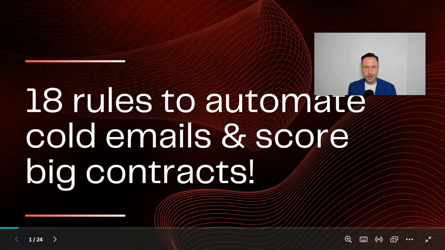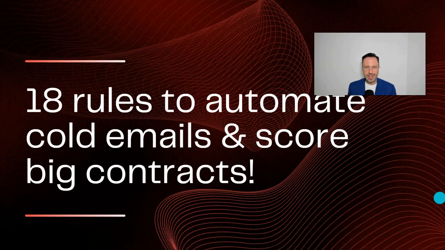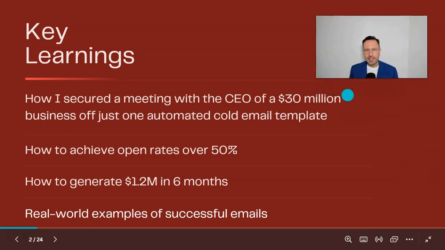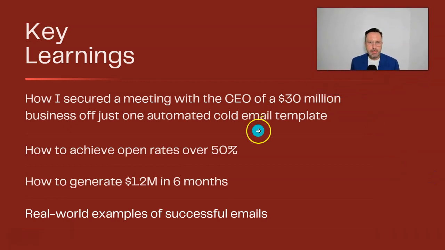18 rules to automate cold emails and score big contracts. Key learnings from this lecture: how I secured a meeting with the CEO of a $30 million business off just one cold email template with zero follow ups, how to achieve open rates over 50% consistently, how to generate $1.2 million in sales in just 6 months, and some real world examples of successful cold emails that I personally wrote.